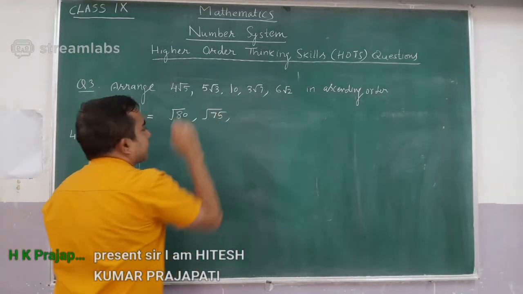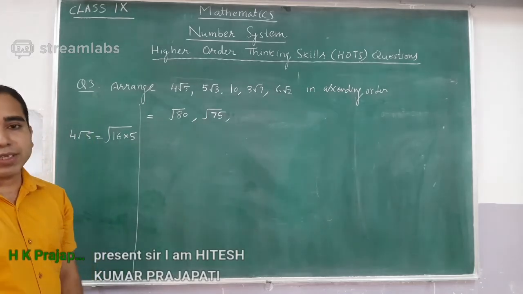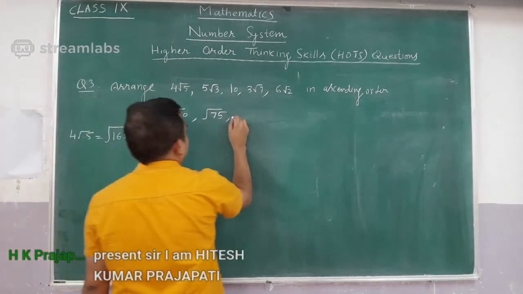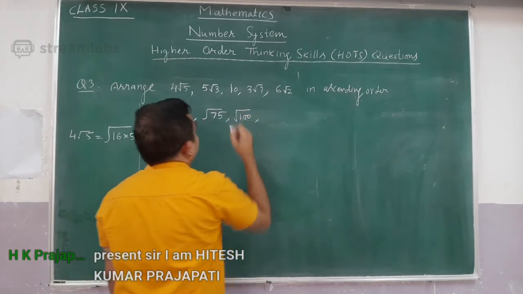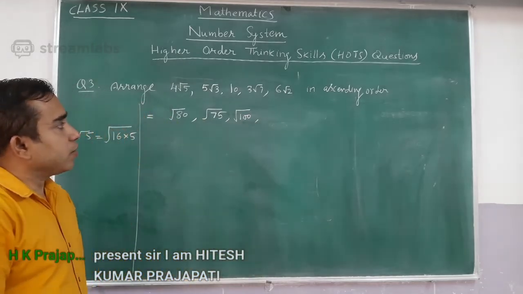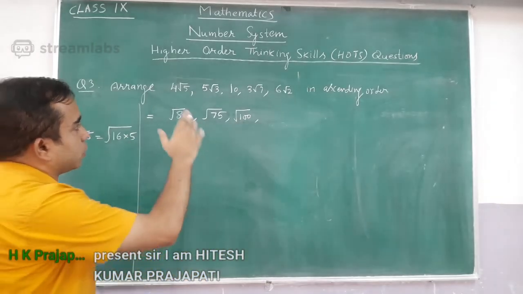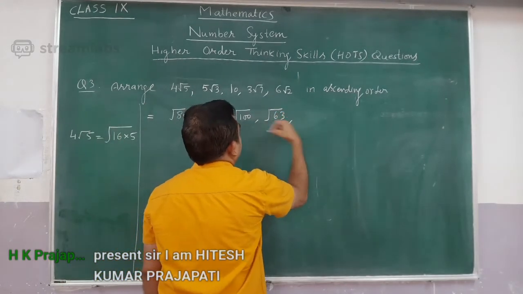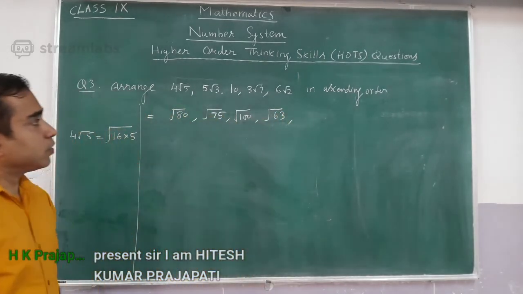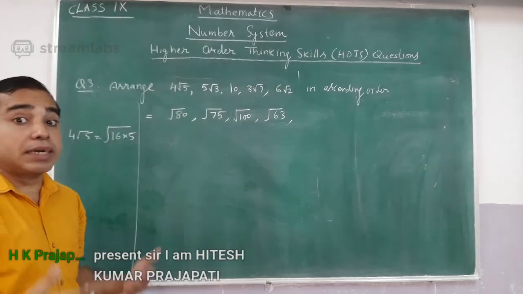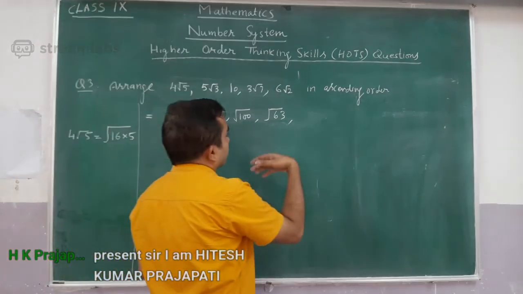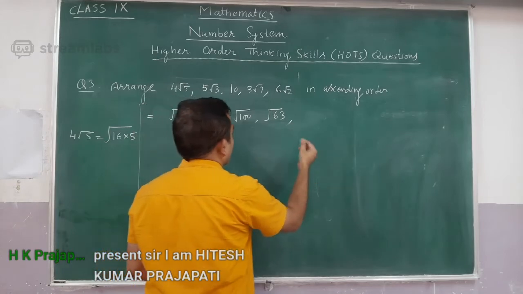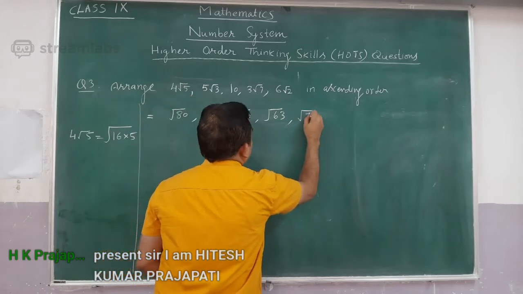75, right? 10. Directly you can tell that this is square root of what? Root 100. This is the value of root 100, right? 3 squared, 9, send inside the root, 9 into 7, 63, right? 6 squared is 36, send within the square root, 36 into 2, 72. Root 72.